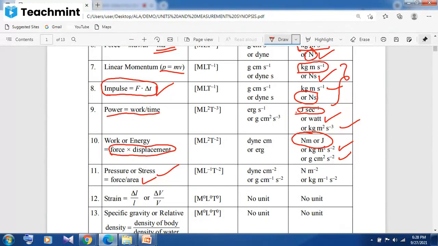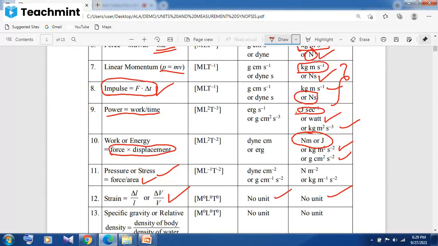Next, what is strain? Strain means suppose you elongate a wire, or suppose there is a ball. If you compress the ball, there will be a change of volume compared to the initial volume. So strain means change in length by original length, or change in volume by original volume. Take it down. And you can see one important thing here, strain doesn't have any unit.